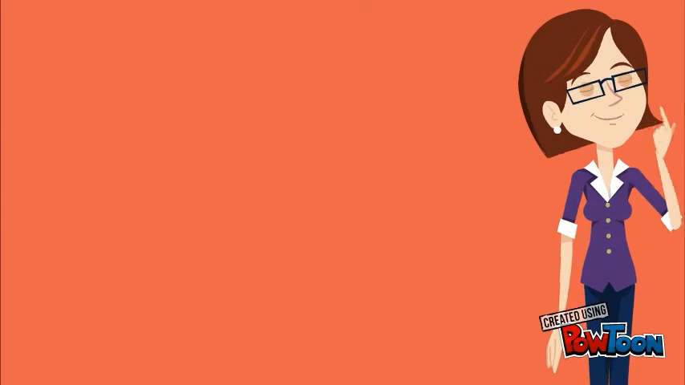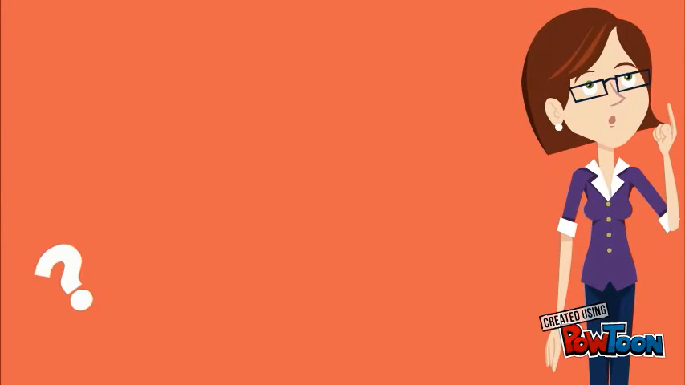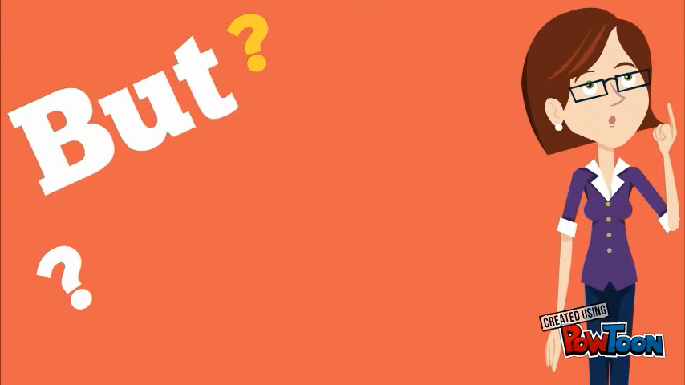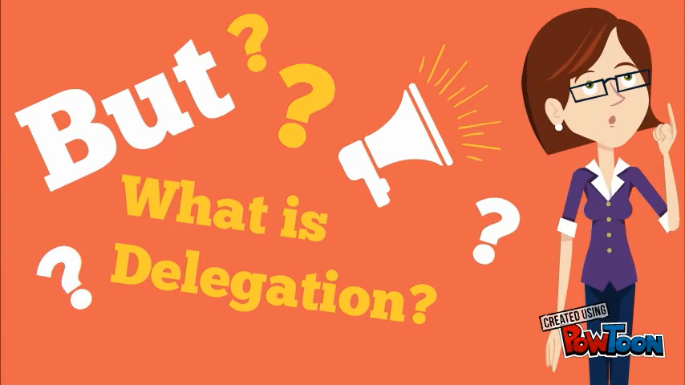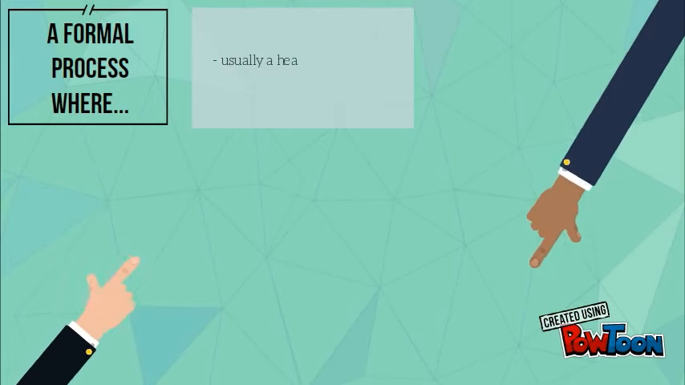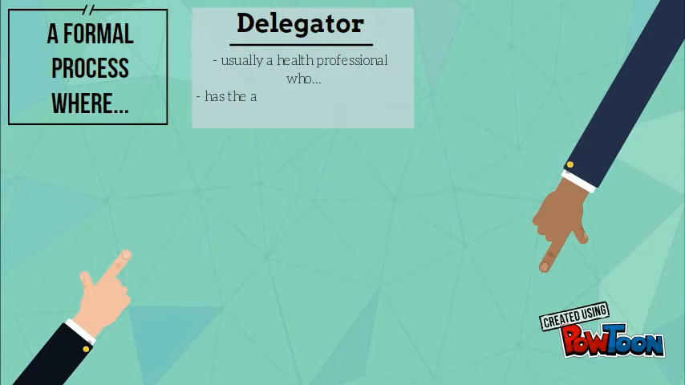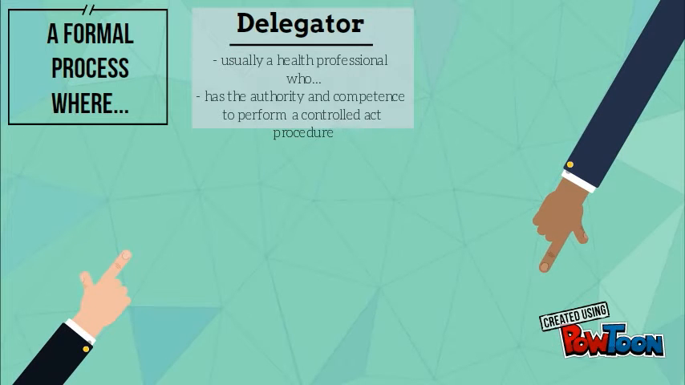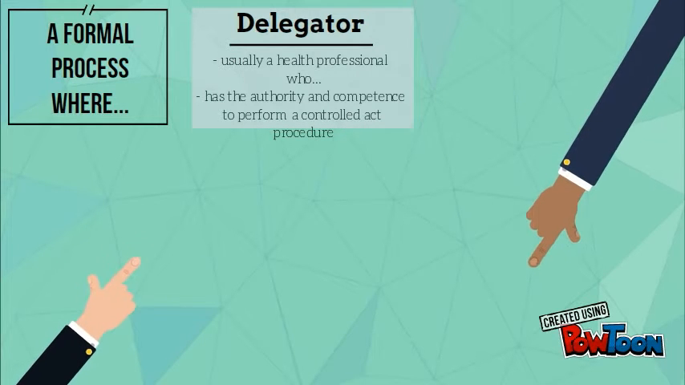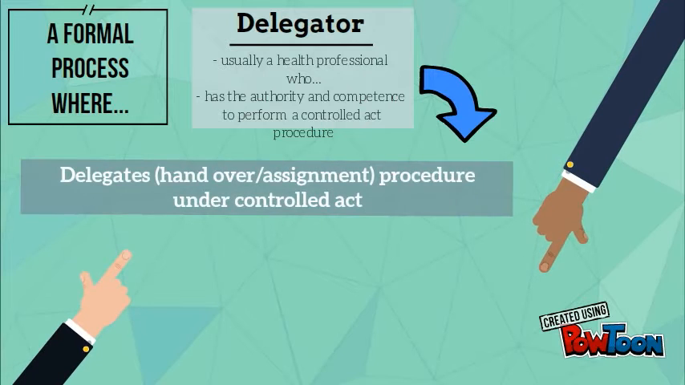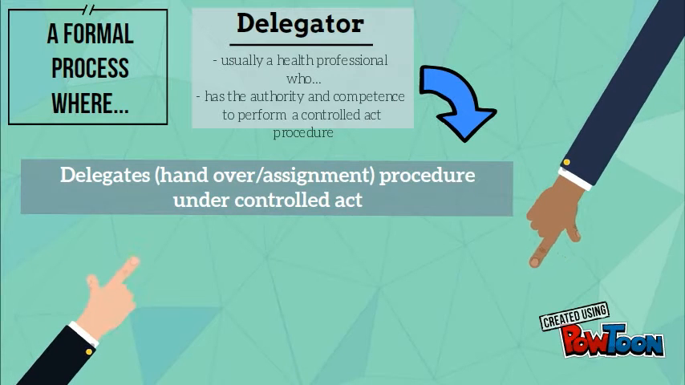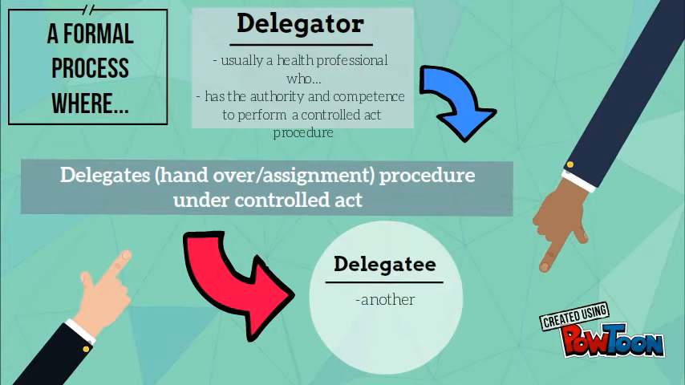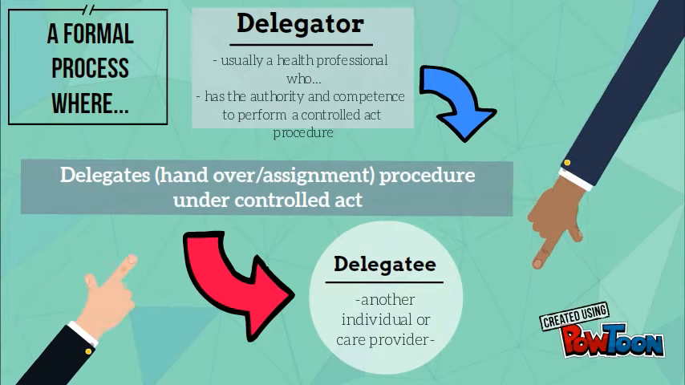Now, we know what controlled acts can be authorized and initiated by RNs and RPNs according to their scope of practice. But what is delegation? Delegation is a formal process where the delegator, usually a healthcare provider who has the authority and competence to perform a controlled act procedure, delegates or hands over the authority of the task to a delegatee, who is another individual or care provider.